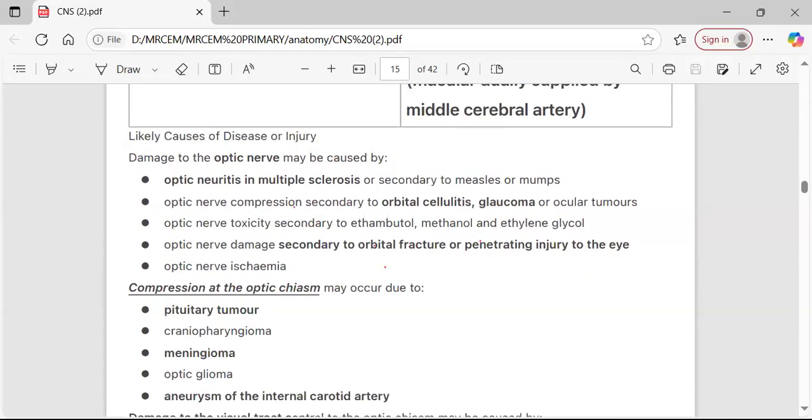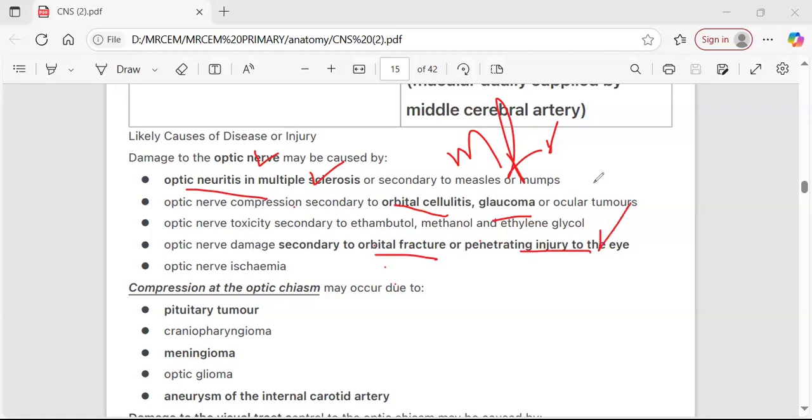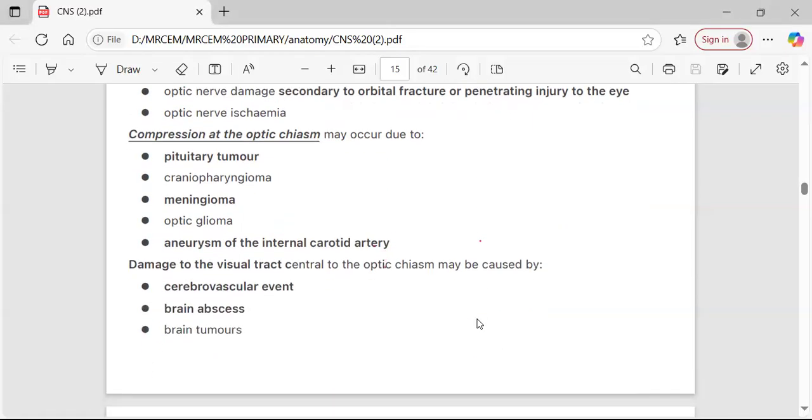In the exam, they can give the scenario that the patient is having optic neuritis after multiple sclerosis. You must also know we do the MRI to diagnose demyelination. There can be orbital cellulitis that will also lead to damage to the optic nerve, glaucoma, orbital fracture, penetrating injury into the eye. So these causes, etiology, you must know, because in the exam they will give this and you have to assess which structure can be damaged, and then you have to answer it.